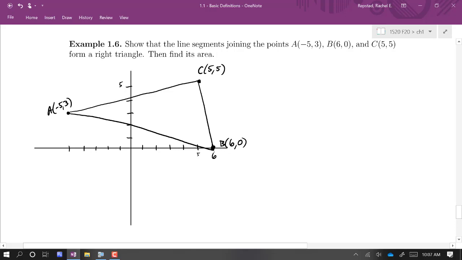Now, I want to show that it forms a right triangle, and that means I just need to show that two of these lines are perpendicular. Without plotting the points, I could go and find all these different slopes. But since I plotted them, I'm quite sure it's going to be this angle right here at point C that is the right angle. So I'm going to find the slope of AC and the slope of BC and show that they are opposite and reciprocal to each other.